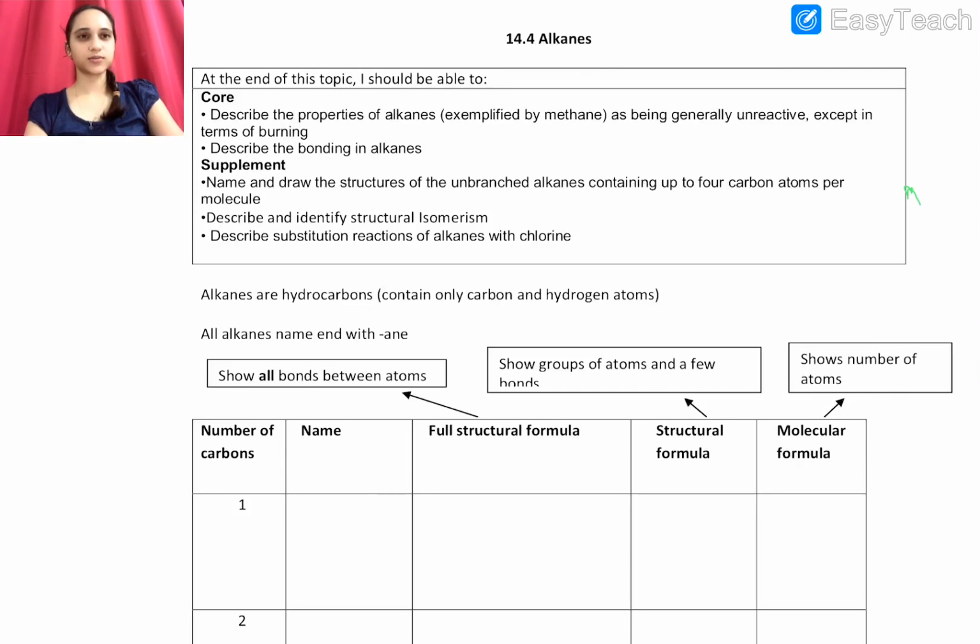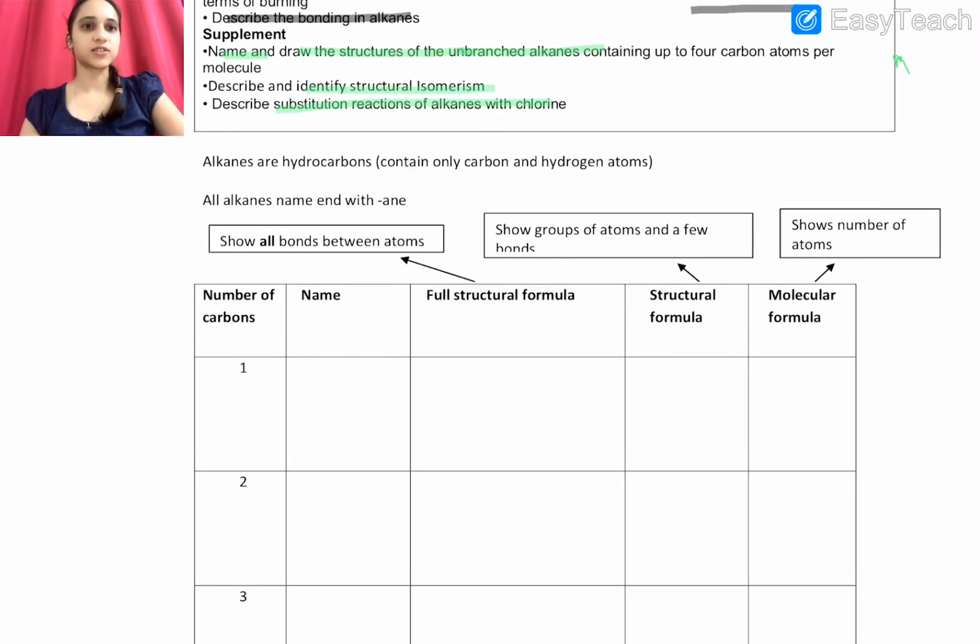Hi everyone, so in this part we're going to look at alkanes and the physical properties of alkanes. Here's what you need to know according to the IGCSE syllabus. Properties of alkanes: unreactive in terms of burning, then describe the bonding in alkanes. For those doing the extended course, you'll need to be able to name and draw structures of unbranched alkanes, isomerism, and substitution reactions.